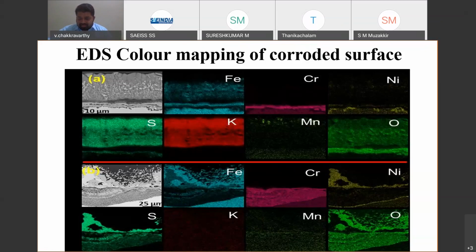Okay, so in oxygen mapping, it has shown that some oxides were formed. So it means that it got corroded. It is a confirmation test that either your sample has undergone corrosion or not. Okay. Then upcoming slides. Okay.